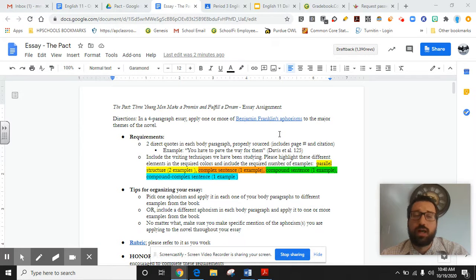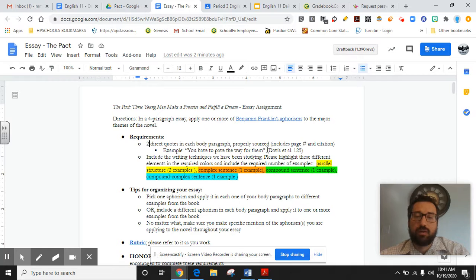We've also talked a lot about different themes of The Pact, so hopefully you're able to connect all this information together and put it into an essay. So as far as requirements go, you need to have 4 paragraphs: an intro, 2 body paragraphs, and a conclusion. In each body paragraph, you need to have at least 2 direct quotes, properly sourced. You don't need a works cited page. Just after the quote, put in parentheses the name of the author and the page number.